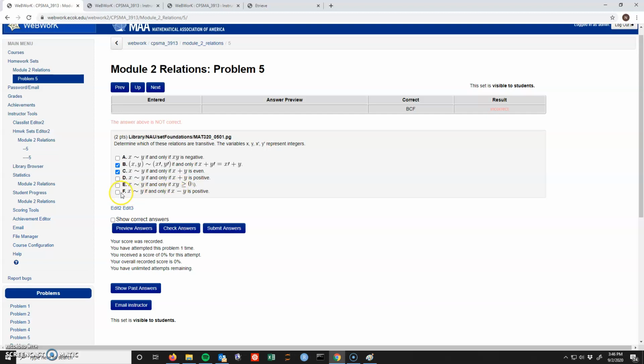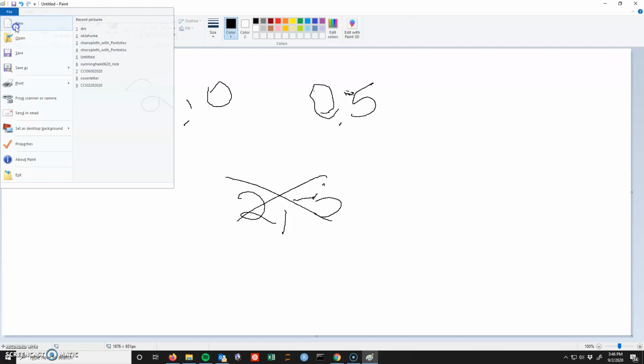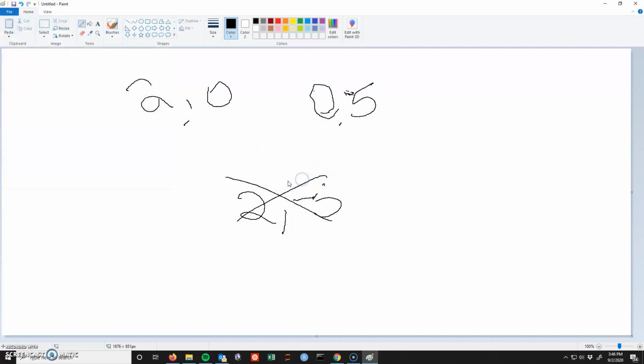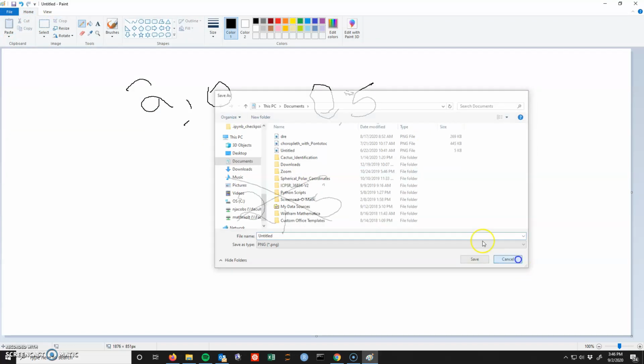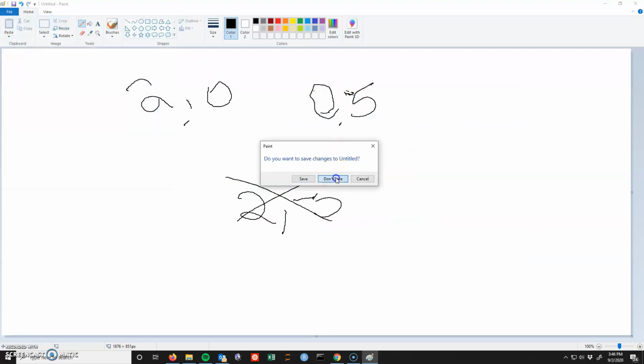Okay, F I think I did in class, but let's run through it really fast here, why this one is true. Oh, I don't want to save. Cancel, cancel, cancel. Sorry, this is what happens when you do multiple things at the same time.